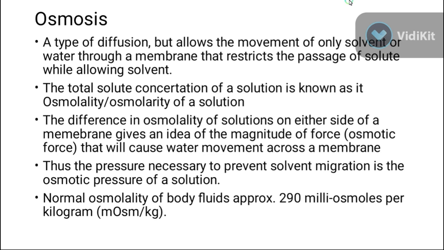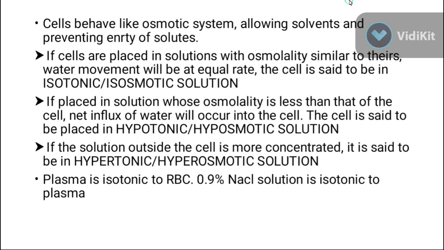Normal osmolality of body fluids approximates 290 milliosmoles per kilogram, mOsm/kg. Cells behave like an osmotic system, allowing solvents and preventing entry of solutes. If cells are placed in solutions with osmolality similar to theirs, water movement will be at equal rate. The cell is said to be in an isotonic/isosmotic solution.